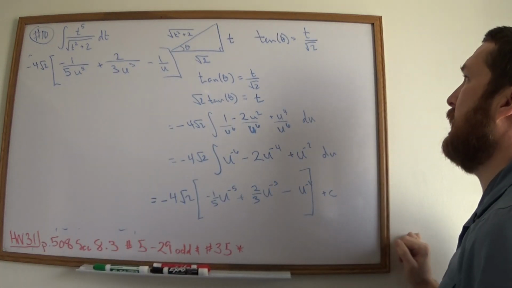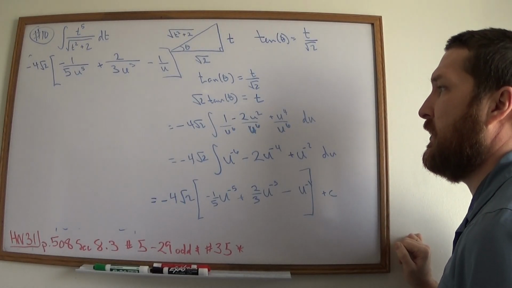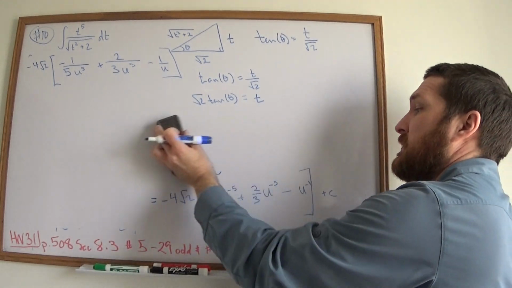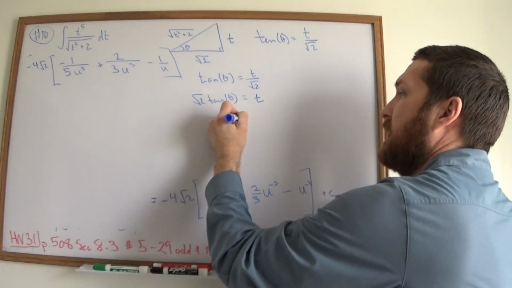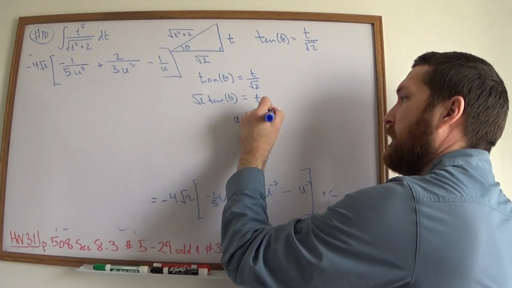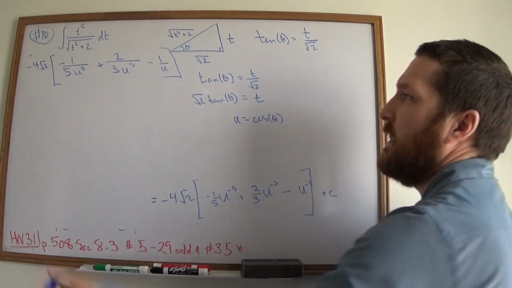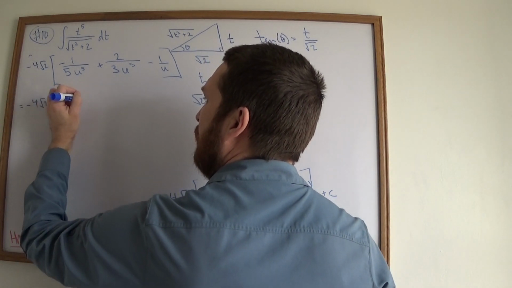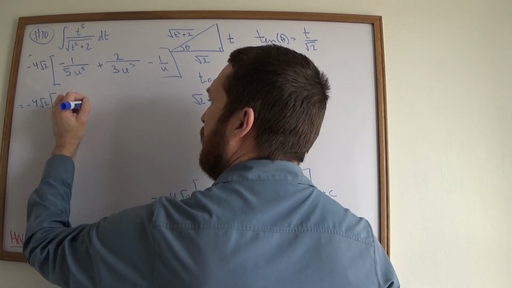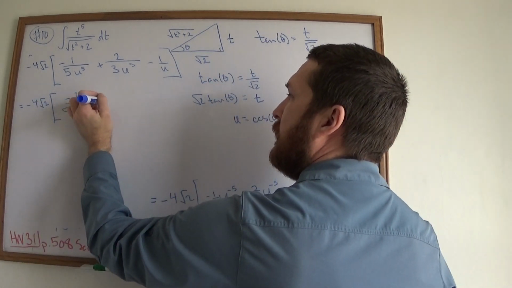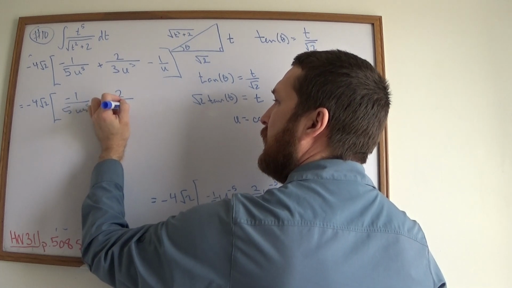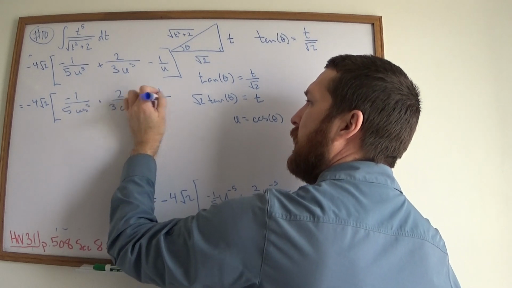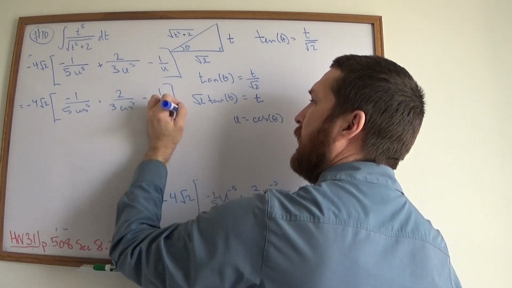But u, oh, I erased it. Oh, that's dangerous. I erased what my u substitution was. Do you remember what it was? Really dangerous. You don't want to do that. We let u equal cosine theta, didn't we? Okay? So now, substituting it back in, we have negative 1 over 5 cosine to the 5th plus 2 over 3 cosine cubed minus 1 over cosine plus a constant.